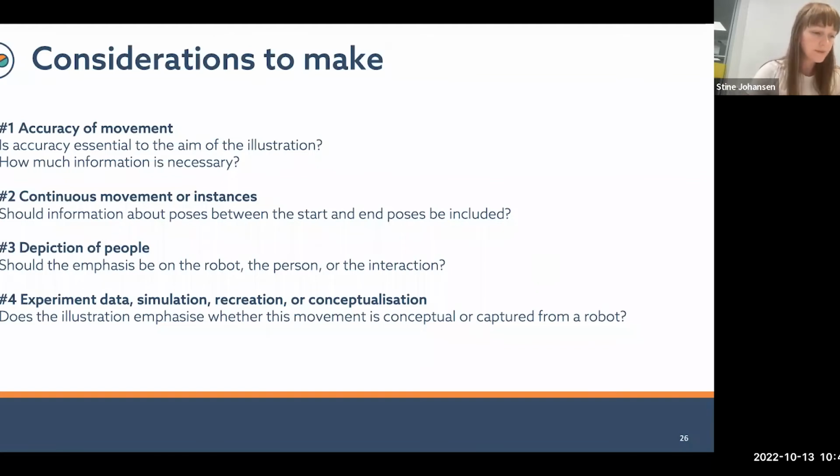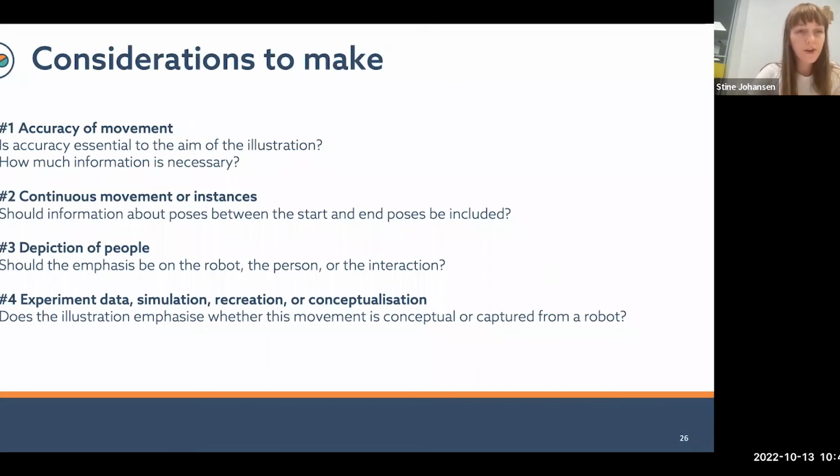The second consideration to make is whether you want to show a continuous movement or instances of movement. In some illustrations, it might be very important to capture specific poses throughout the period of the movement, but in other cases, it might be more important to show how the movement progresses in a more abstract way.